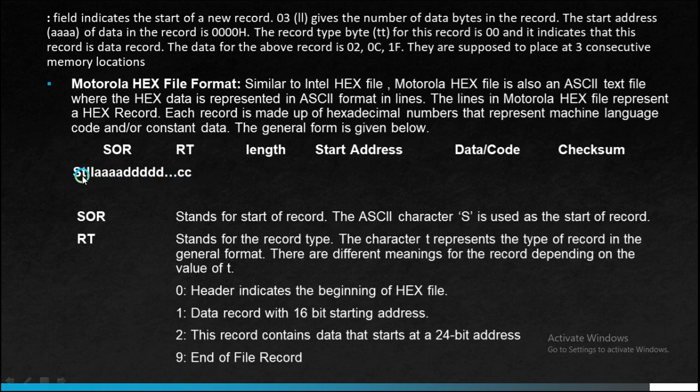S indicates the start of the record. Next is RT, meaning record type, also written as T. In Intel we were using 2 digits, here we are using 1 digit to represent the record type. The record types in Motorola hex record format are 0, 1, 2 and 9. 0 represents the header, indicating the beginning of the hex file. 1 is a data record with a 16-bit starting address. 2 is a data record with a 24-bit starting address, and 9 means the end of file record.